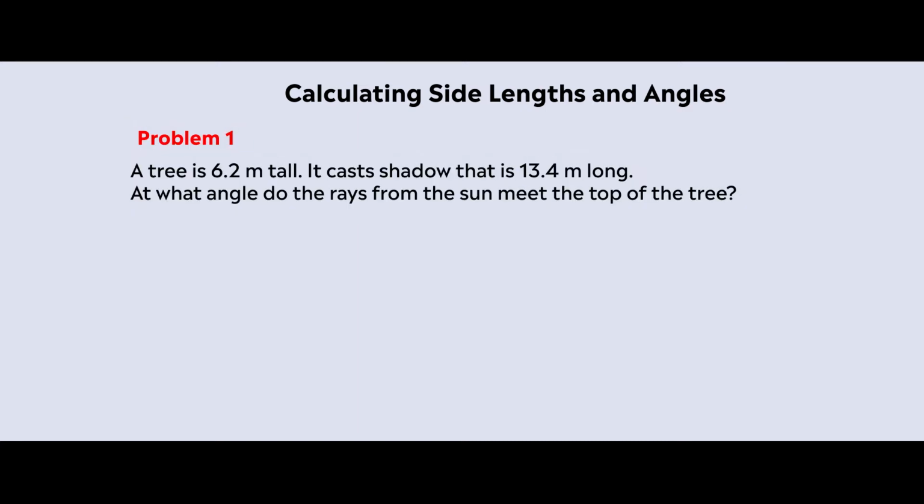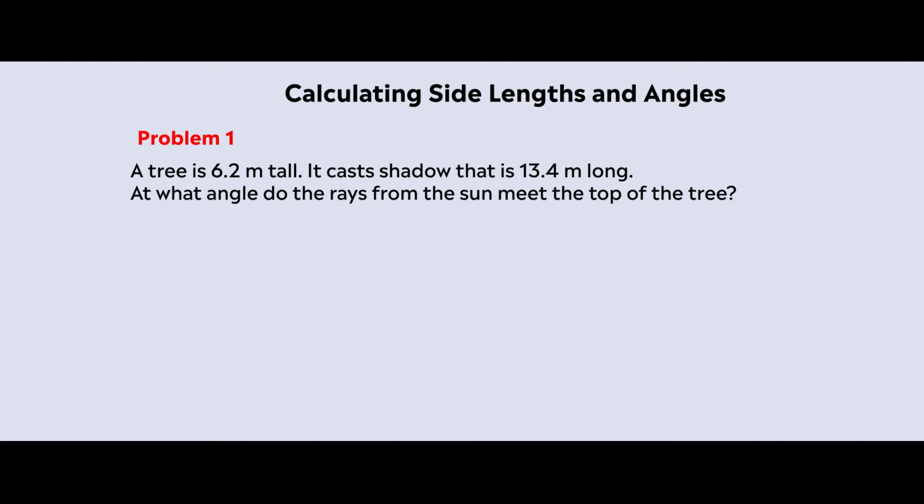Now let's discuss some of the problems related to calculating side lengths and angles. So here we have problem 1. So let's read problem 1 together. A tree is 6.2 meter tall. It casts shadow that is 13.4 meter long. At what angle do the rays from the sun meet the top of the tree?